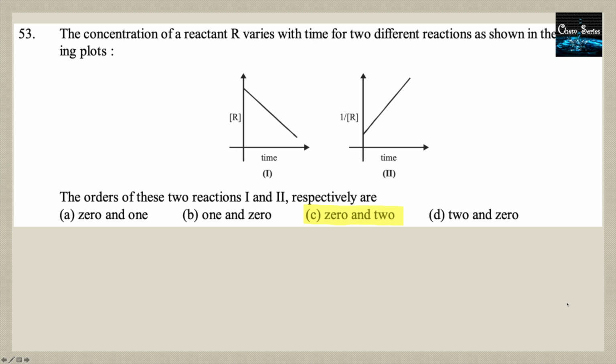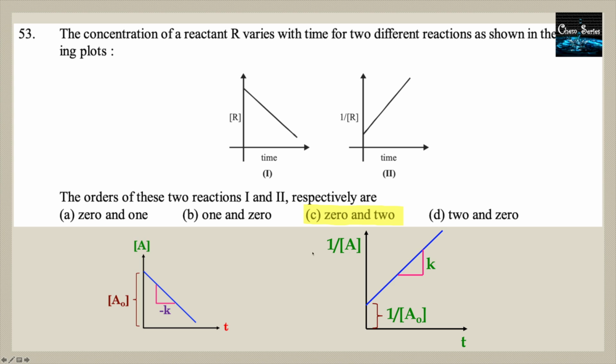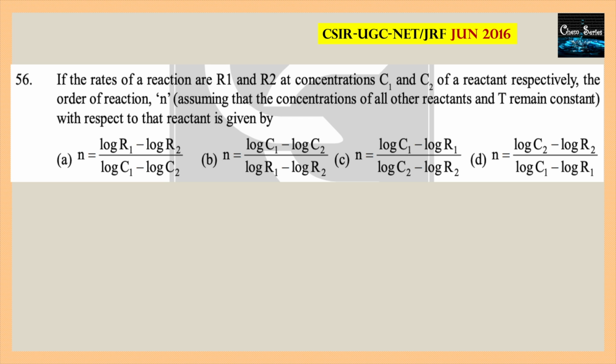So now your answer will be 0 and 2. You see, for second order reaction we get 1 by A, and for the zero order reaction, only the reactant concentration A will be on your y-axis. Okay, now let's solve this problem from CSIR June 2016.